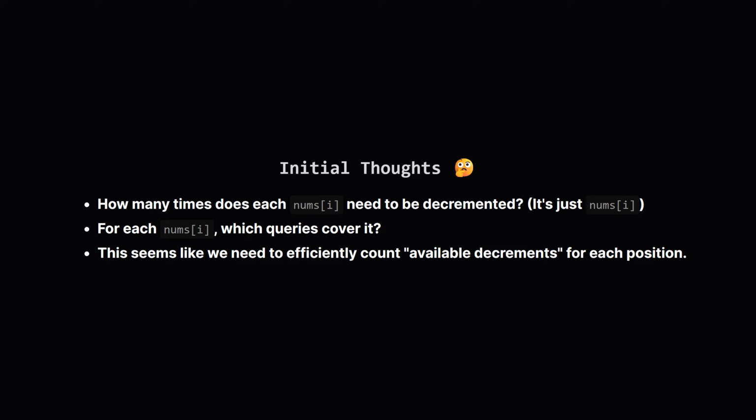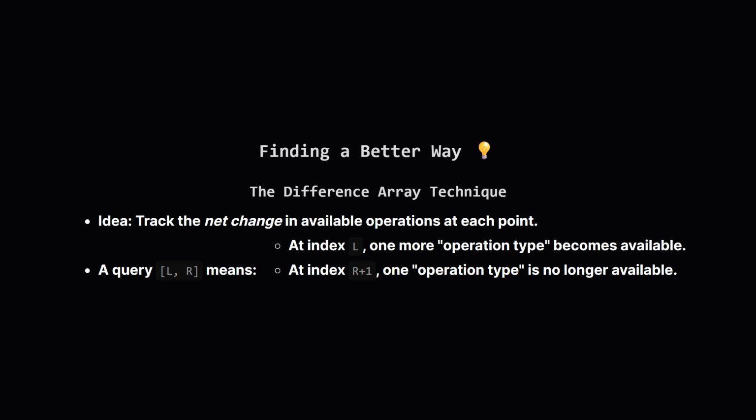Okay, so what's our first thought? For each number in our list, say at position i, it needs to be decremented nums[i] times, right, to make it 0. Now each query lets us decrement numbers in a certain range. So for a specific number nums[i] we need to make sure it's covered by enough queries to bring it down to 0. If we just loop through nums and for each nums[i] we then loop through all queries to see if they cover i and use them up, that might get complicated and slow, especially if there are many numbers and many queries. We need a way to efficiently count how many decrement opportunities each position gets from all the queries combined. So how can we do this efficiently?